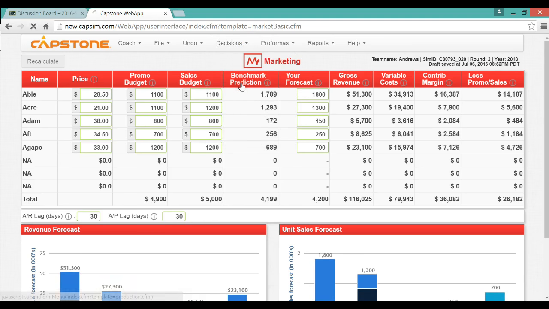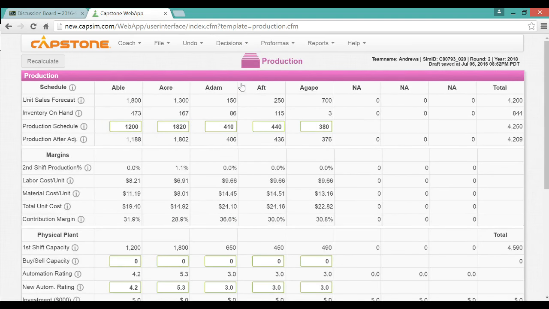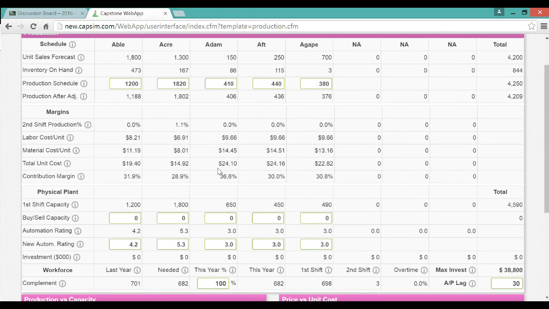So next we can go to production, and essentially all you want to look for here is, am I producing at an acceptable rate, and should I buy more capacity to do so? So again, I'm focusing on Able, Acre, and Agape.